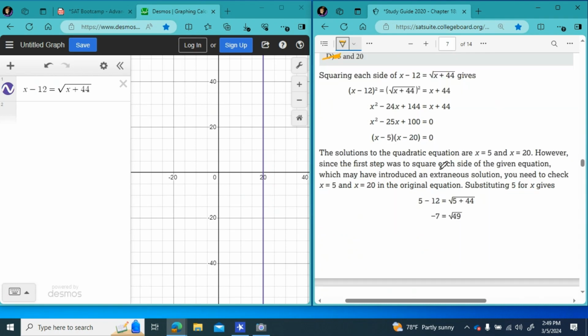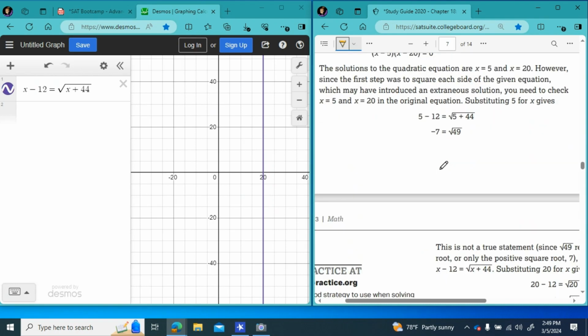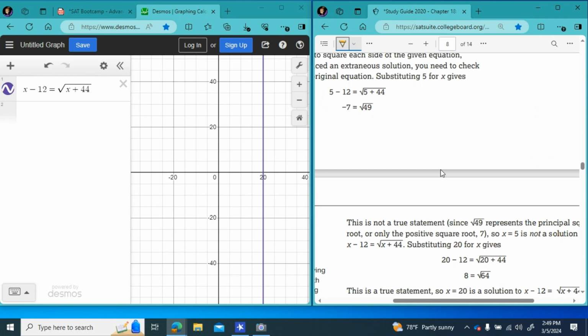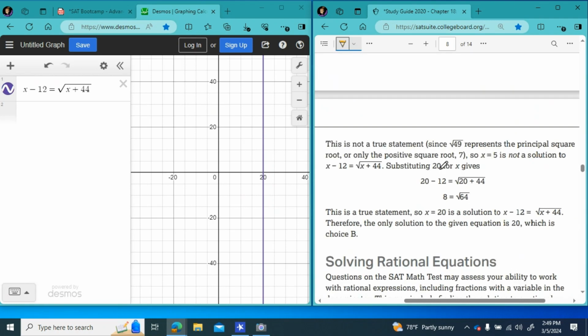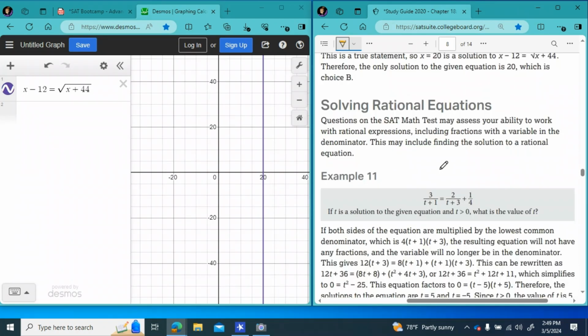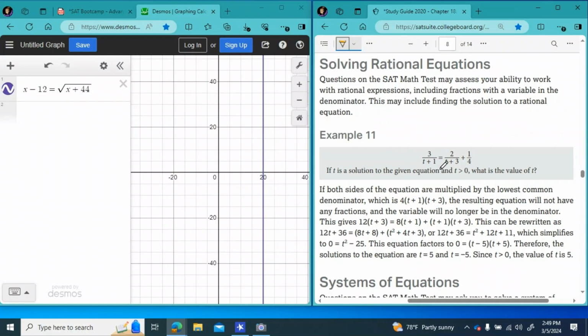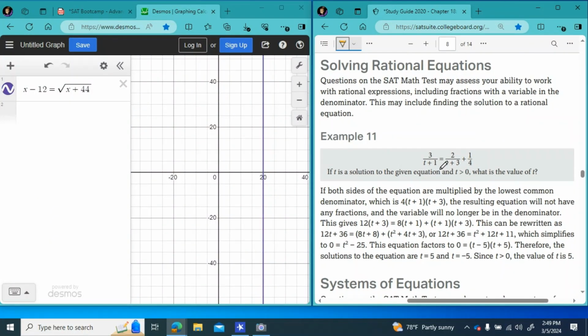And there's the explanation there if you're going through the long way to answer that. To me, I think it's easiest to just answer it on the calculator. And our next topic will be solving rational equations.